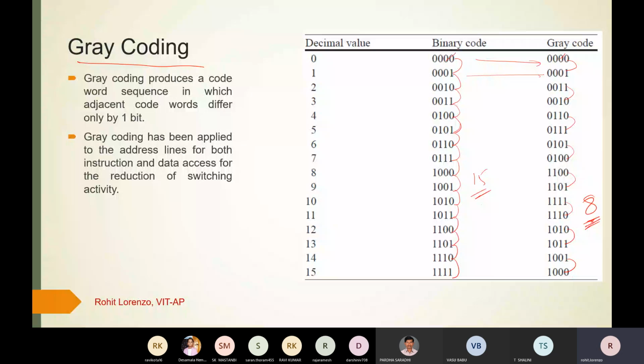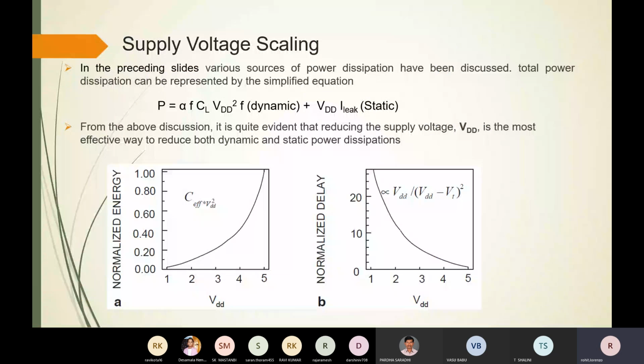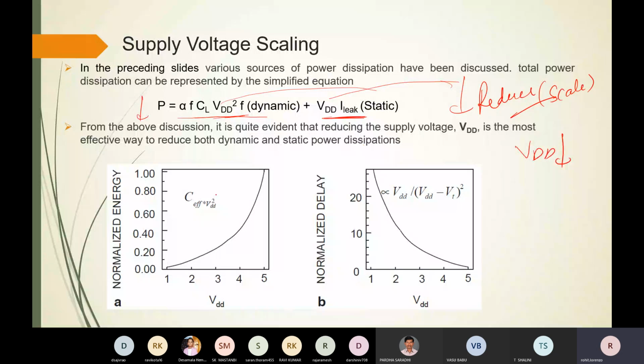Now, another technique to minimize the power is supply voltage scaling. As we know, dynamic power dissipation is alpha F C V squared F, and static power dissipation is VDD times I leakage. In both cases, if you notice, the dissipation is directly proportional to the supply voltage VDD. So if I reduce or scale this supply voltage VDD, I can minimize the power dissipation, whether dynamic or static.